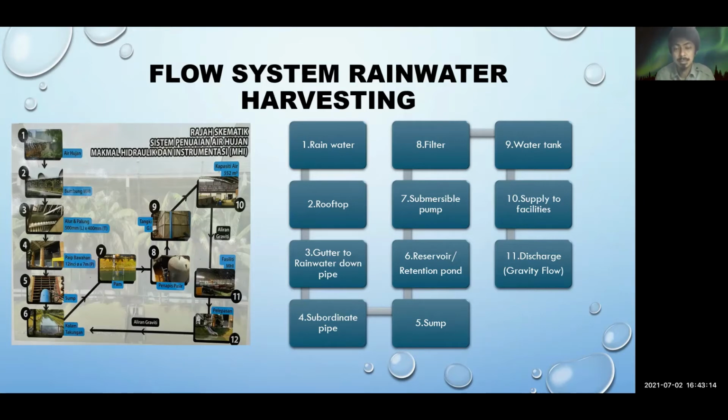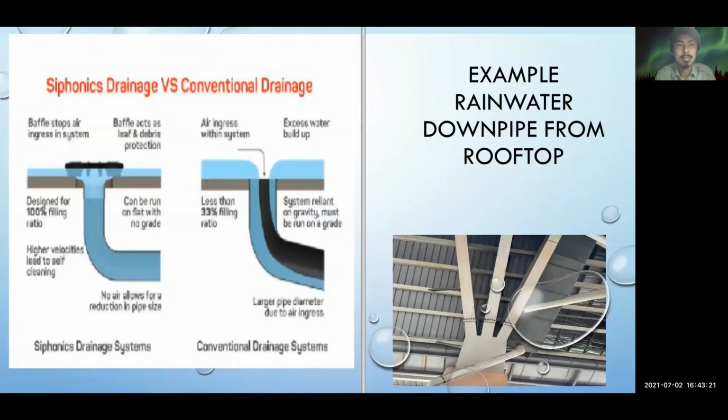This one is the urban area. Actually, here we have extra information for this. For the moment, I believe for high-class buildings, mostly they are using the siphonic system, because the siphonic system is much more effective and efficient compared with conventional drainage.